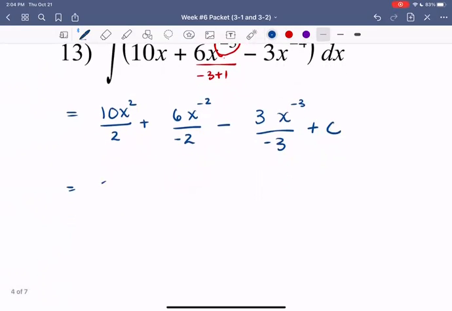10 over 2 simplifies as 5, so we get 5x squared plus 6 over negative 2 gives us negative 3x to the negative 2. And I have 3 over negative 3, so those 3's cancel and the negatives cancel out here. So I get a plus x to the negative 3 plus c.